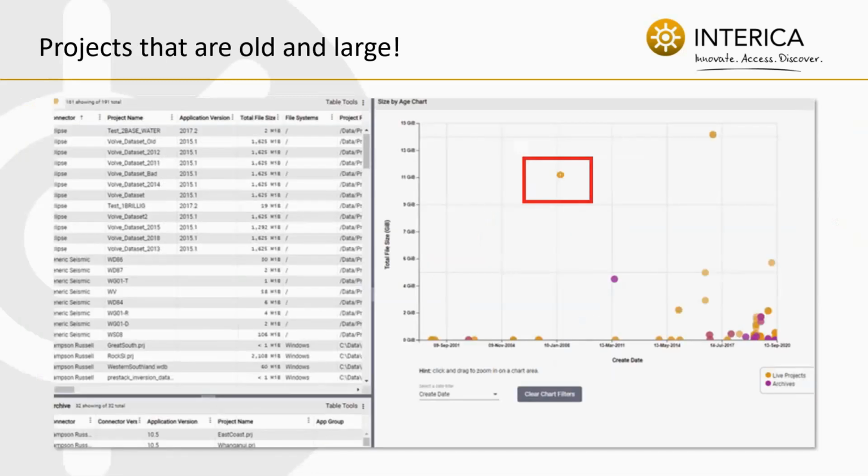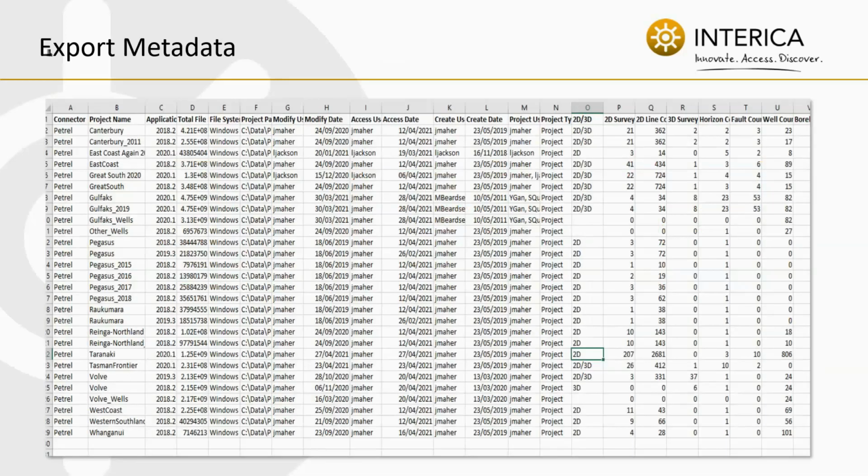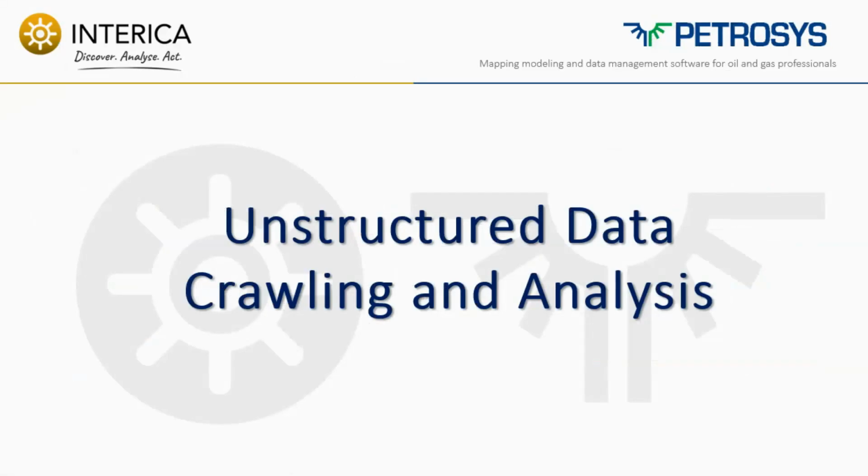This chart is identifying old, large projects. In this example, the highlighted area is showing a 15-year-old live Petrel project containing 12 gigabytes of data. This would certainly be a candidate for further investigation and possible archiving. So with the extended metadata collected, analysis of the project and data duplication can now be completed. The next step is to export the metadata as a CSV file. The file is then ingested by Petrosys software for comparison and analysis against the unstructured data. We're looking at incorporating some future automation into this step via an API. Paul will now go through the unstructured data crawling and analysis.